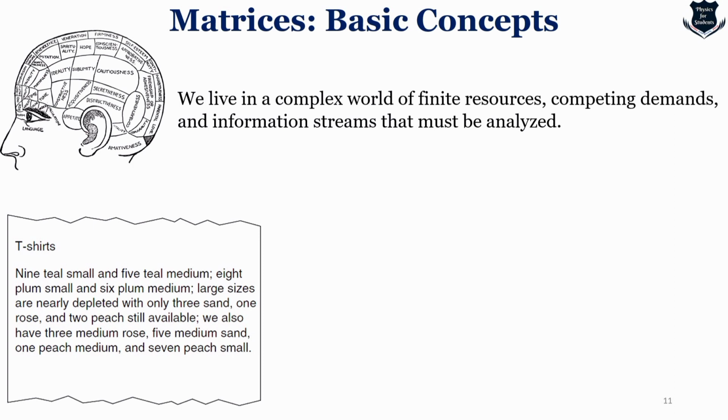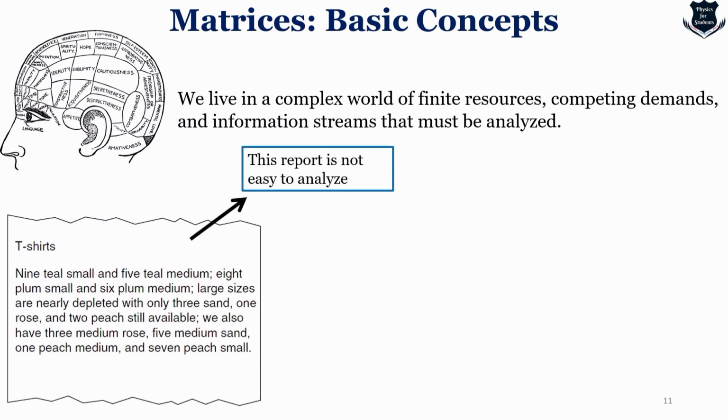I would consider a t-shirt inventory for an average large department store. Now the t-shirts come in different sizes and 5 colors every day, and the department supervisor prepares an inventory report for management. You see this kind of report: 9 teal small and 5 teal medium, 8 plum small and 6 plum medium. Large sizes are nearly depleted. These are reports which are very difficult to analyze.